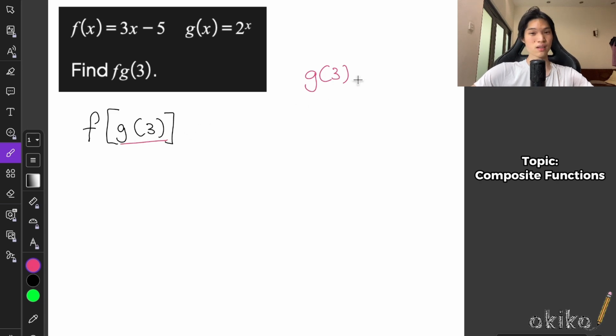If I take g(3), it's like I'm putting 3 into the function g. So what does g do to its inputs? It takes 2 to the power of that input. g(x) is 2^x. So g(3) should be 2^3. 2^3 is 2 cubed, so 2 times 2 times 2, that is 8.